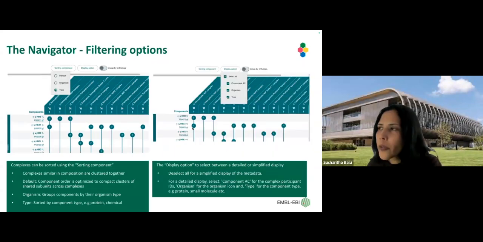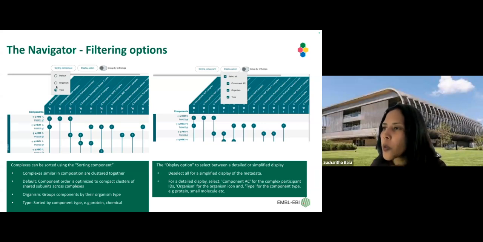Here are some more filtering options to help tailor your results. You can use this sorting component box here. By default, all the complexes that are similar in composition are clustered together, so that the component order is optimized to compact clusters where the subunit is shared across complexes.